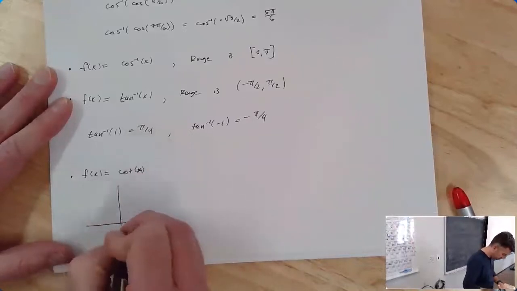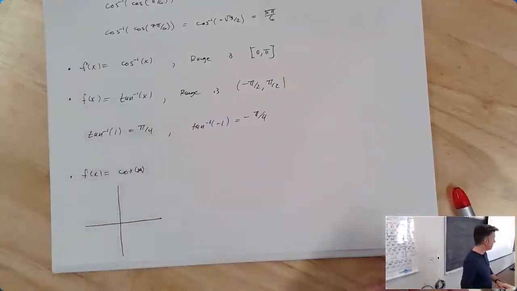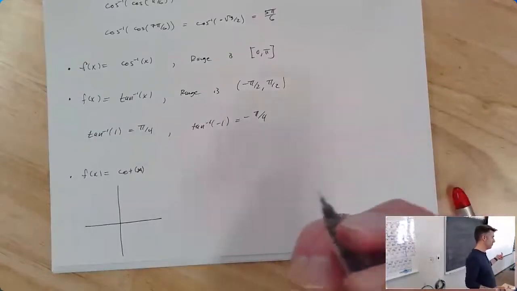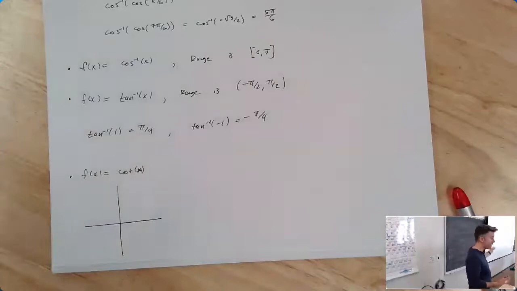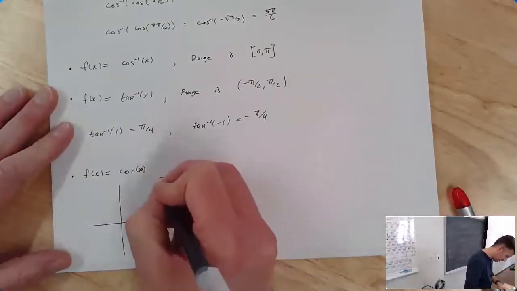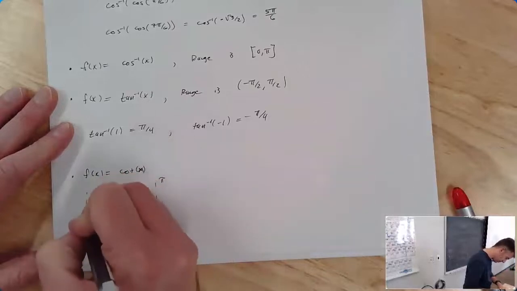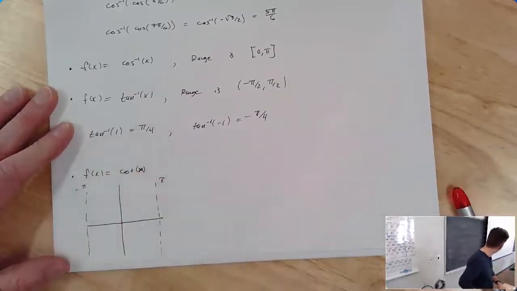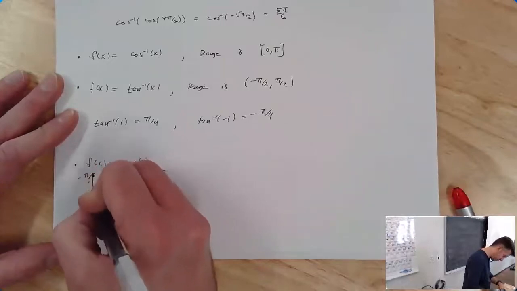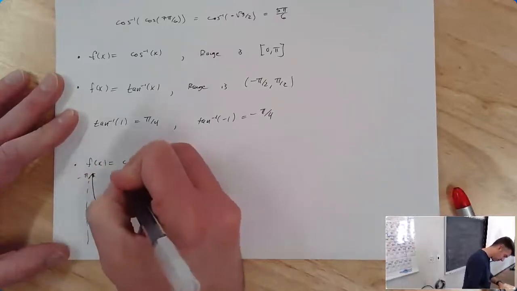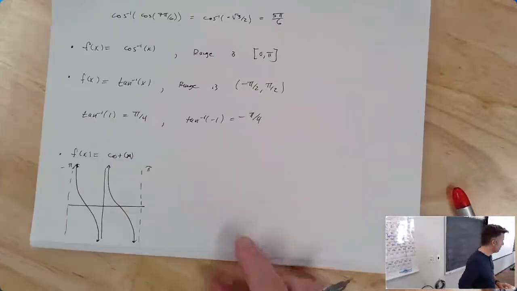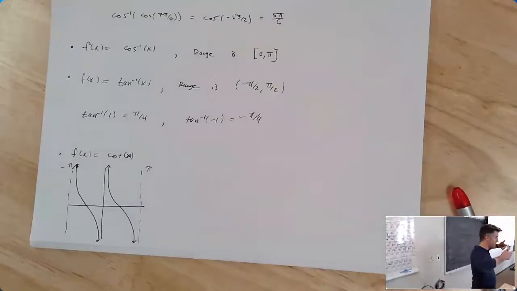Cotangent's never my favorite. Cotangent's cosine over sine. It has vertical asymptotes when sine is equal to 0, which is at 0, pi, 2 pi, 3 pi, any multiple of pi. So I've got vertical asymptotes there, there, there. And it looks like this. It goes down from left to right instead of up from left to right. It literally looks like you've taken tangent and shifted it pi over 2 and then flipped it over, which really you have.